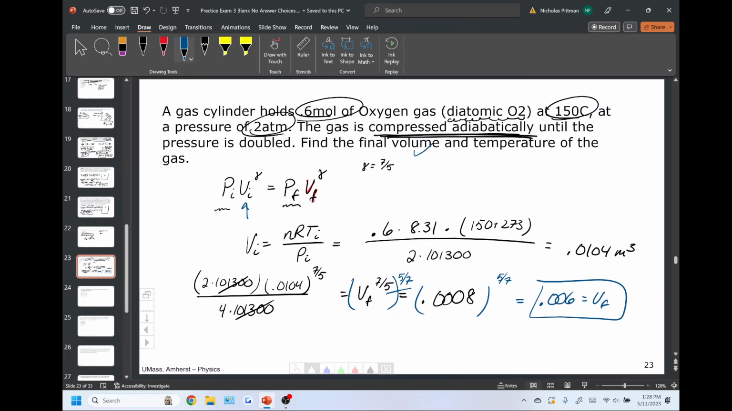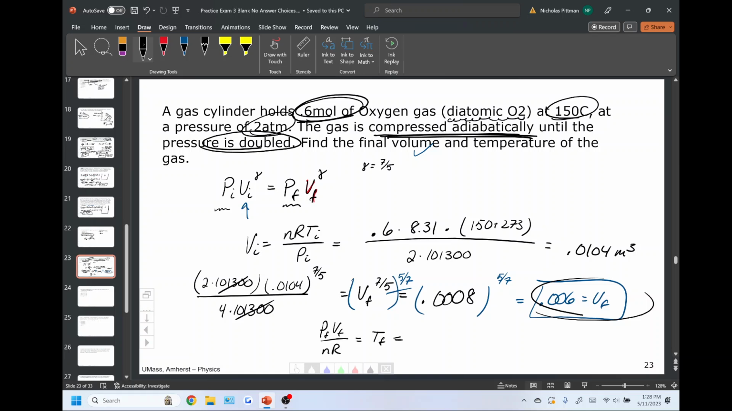I could do the TV to the gamma minus 1 equation, or I can use the ideal gas law at the end, because I know the final pressure is 4 atmospheres, I know N, and now I know the final volume. So to get the final temperature, I can do PV over NR. To get T final, right, that's just the ideal gas law.